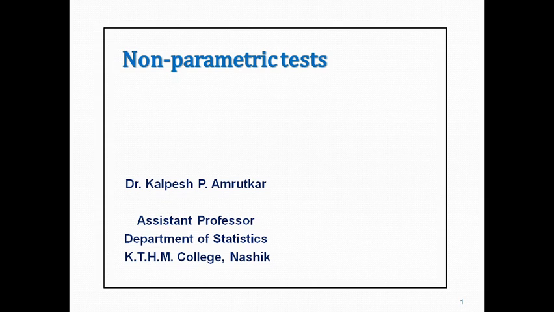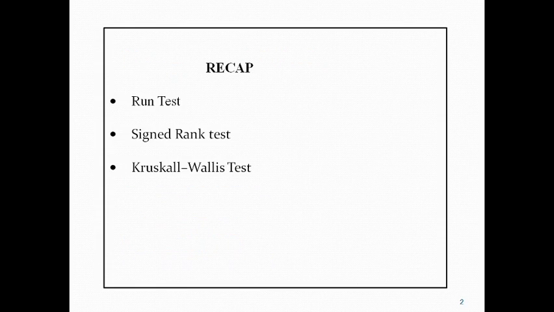Friends, in the previous two lectures, we have seen some non-parametric tests. Basically, we have seen why we study non-parametric tests, what the objective of non-parametric tests is, their advantages, and some basic but very well-known non-parametric tests generally used for non-normal data, like the Dunn test, sign rank test, and Kruskal-Wallis test.